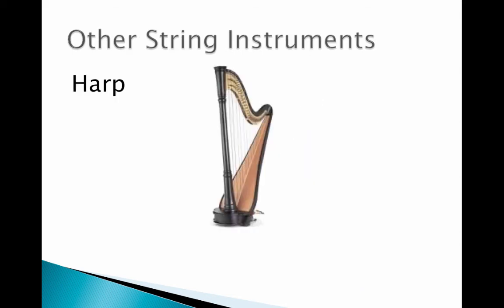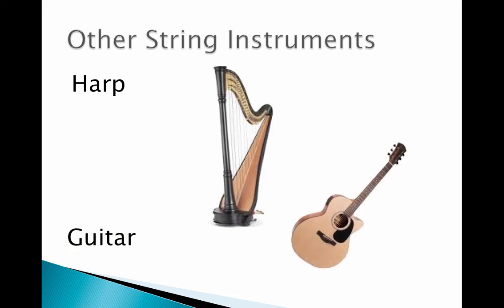You will also find the harp in an orchestra, though it is less common than the other instruments. Another very common and popular string instrument is the guitar. It can be acoustic or electric and is used in many different genres, from pop to classical and international music. The book has several musical examples of the string instruments. Listen to these examples to see how different and similar string instruments can be.